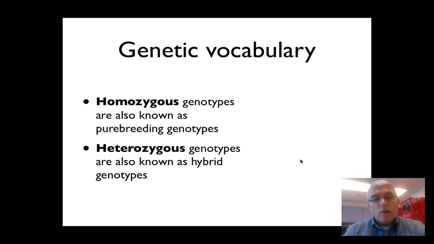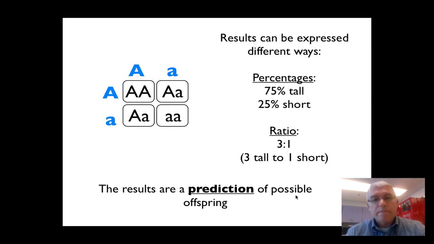Homozygous genotypes are also known as pure-breeding genotypes. For example, big A, big A and little a, little a. Heterozygous genotypes have different letters. Hetero carries with it the meaning different. And these genotypes are also known as hybrids, such as big A, little a.